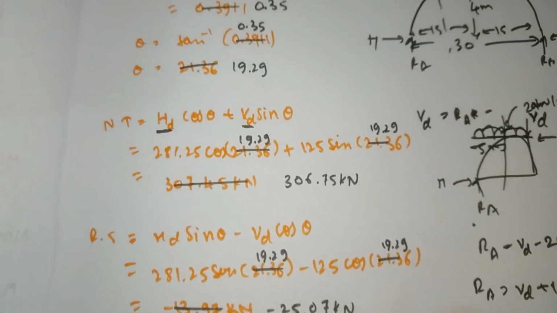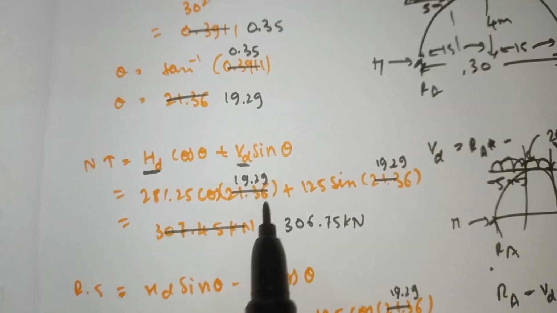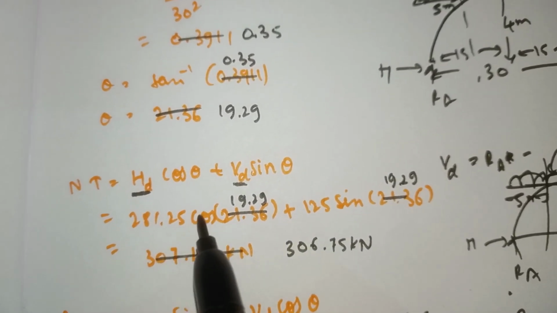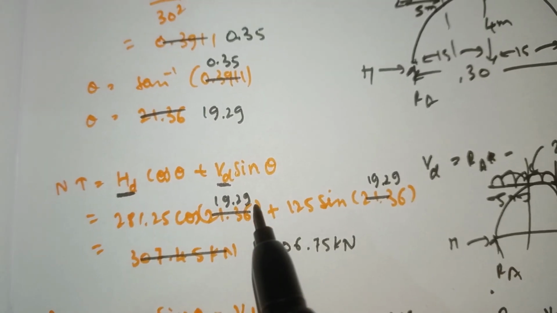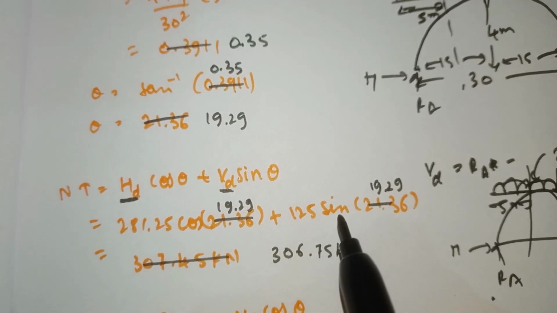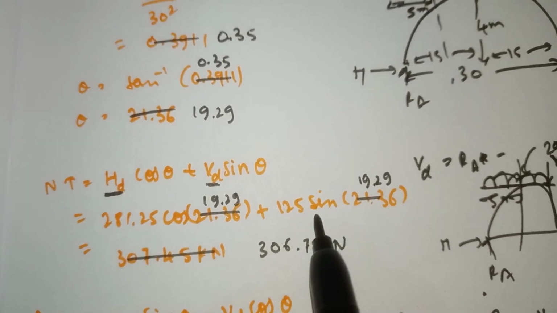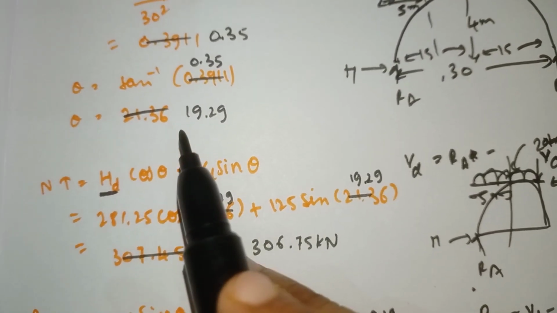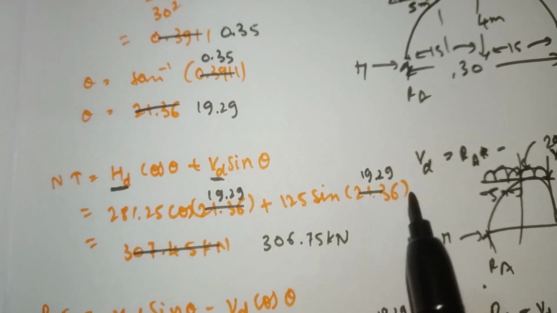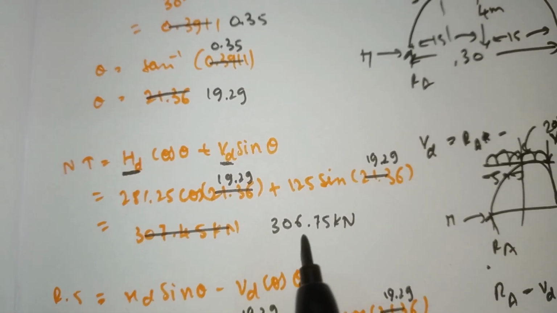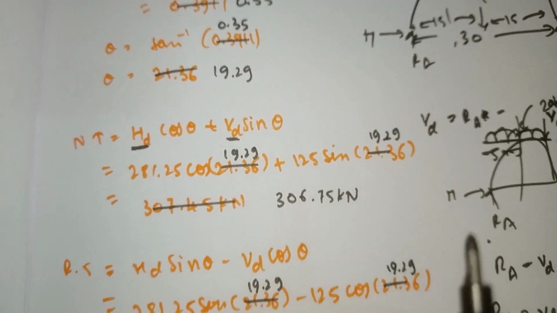Now substitute this VD in this equation. So HD value is 281.25 into cos theta, theta is 19.29, plus VD is 125 into sin theta, theta value 19.29. So by simplifying, our normal thrust value comes out as 306.75 kilonewton.